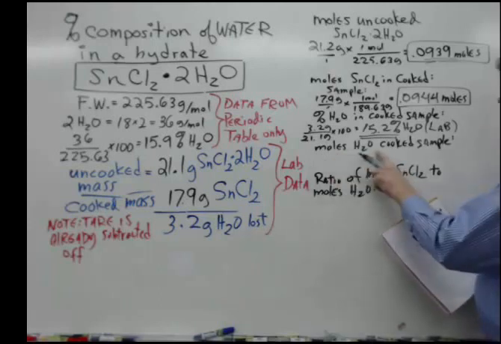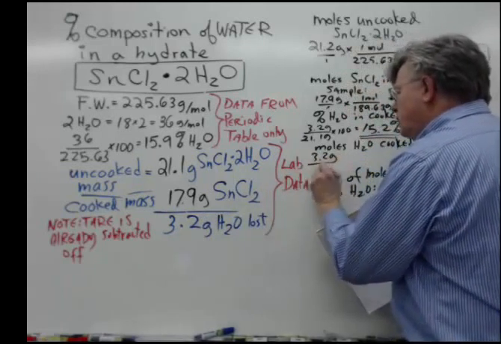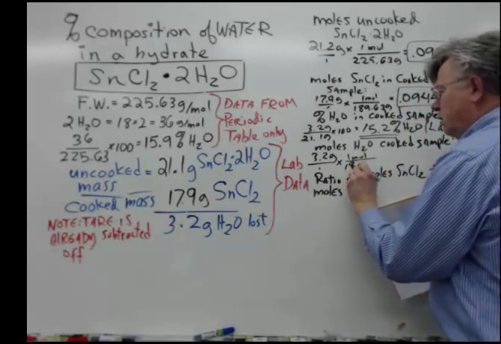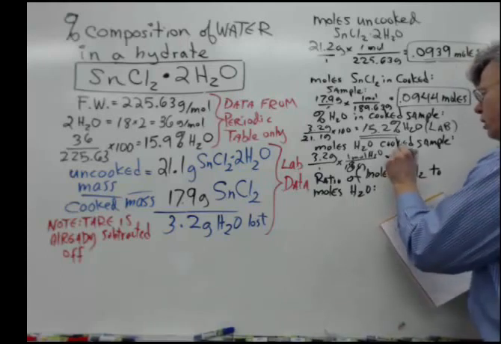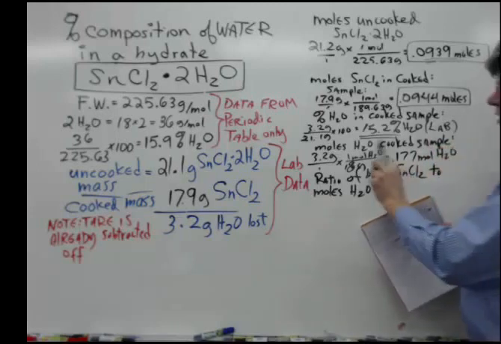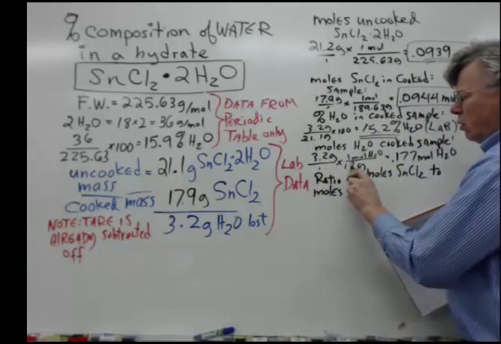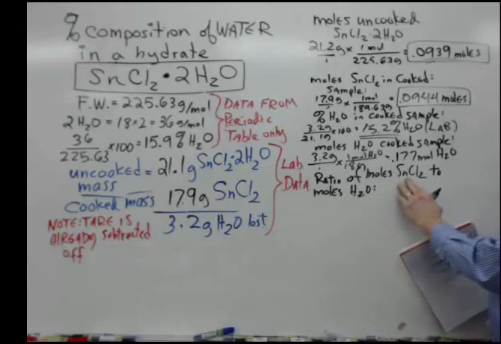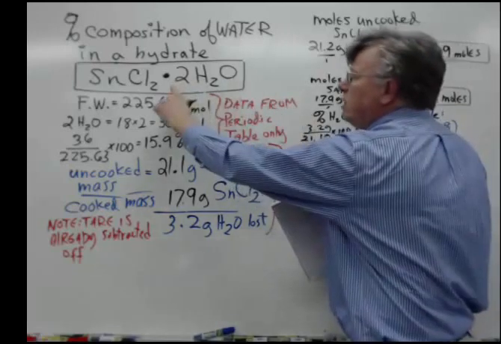So we're going to compare those two, see how close we come to an exact amount there. How many moles of water were in the cooked sample? So this is a number of grams of water. And then to get moles of water, we have to divide by the molar mass of water. There are 18 grams of water in 1 mole of water. The number of moles of water came out to 0.177 moles of water. Again, it's the mass of the water divided by the periodic table value for the molar mass of water, which is 18 grams per mole. Now, this calculation is the ratio of moles of tin(II) chloride to water in our experimental sample as compared to this amount.